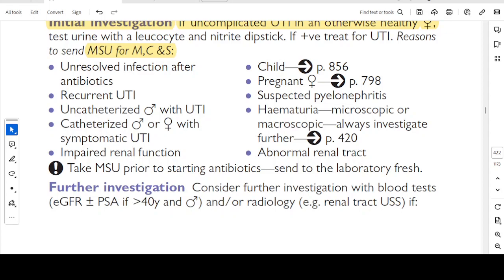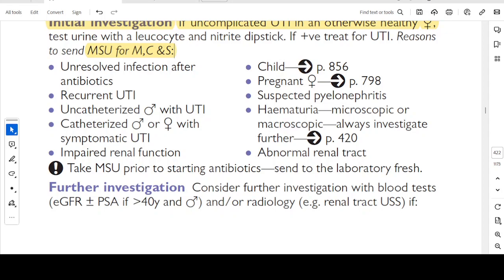Catheterized male or female with symptomatic UTI. When there is catheterization, there will definitely be some infection present, but if they are symptomatic on the catheter, send for microscopy and culture. Impaired renal function. In a child, every time send the first sample for microscopy and culture, then start empirical antibiotics. Pregnant woman: sample for microscopy and culture sensitivity, then empirical antibiotics. Suspected pyelonephritis: send for microscopy and culture sensitivity.